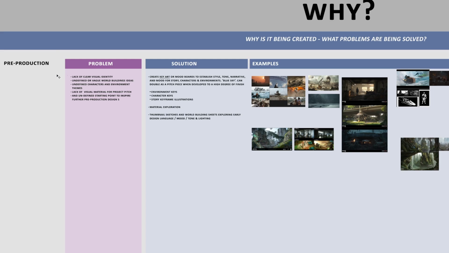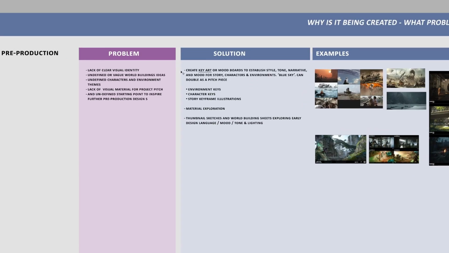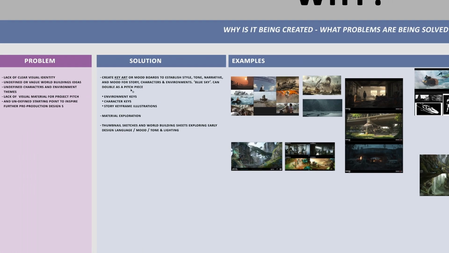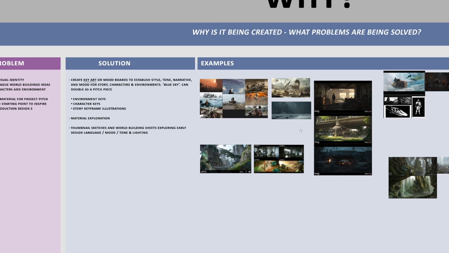So, first problems during pre-production are a lack of clear visual identity. There is undefined or vague world-building ideas, undefined characters and environment themes. There's a lack of visual material for pitching the project to investors, and there's an undefined starting point to inspire further pre-production designs. So a concept artist can come in and solve those problems by creating key art or mood boards to establish style, tone, narrative, and mood for story, characters, and environments. This is often referred to as the blue sky or exploration phase, and these can also double as pitch pieces for investment rounds.